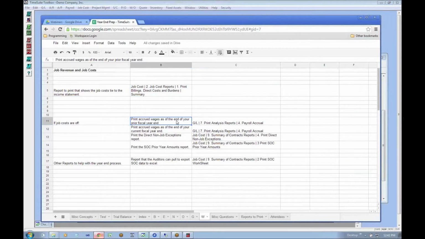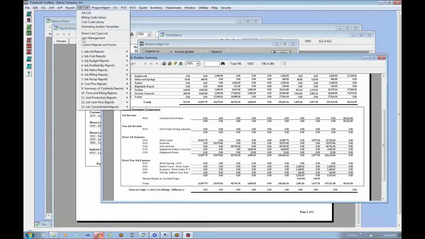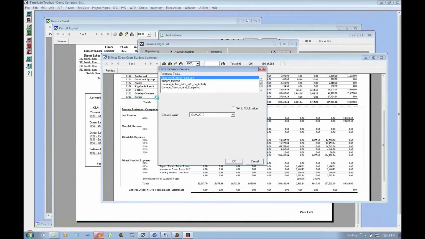We want to print the aging as of the end of your prior fiscal year, print the accrued wages as of the end of the prior fiscal year, print your accrued wages at the end of your current fiscal year, and then print your direct non-job exceptions, print your summary of contracts prior year amounts, and make sure those tie into your summary of contracts from the prior fiscal year end. That report is here, prior year amounts.